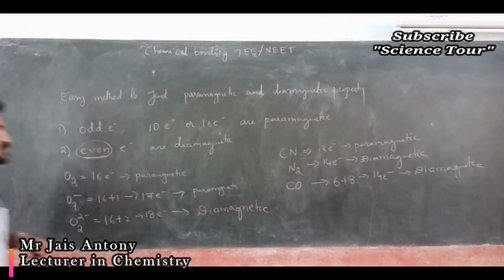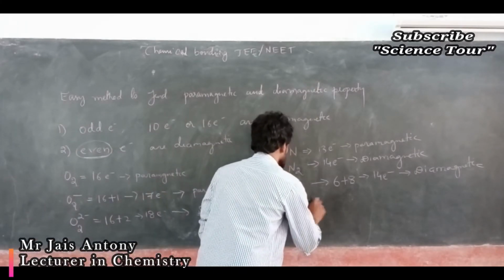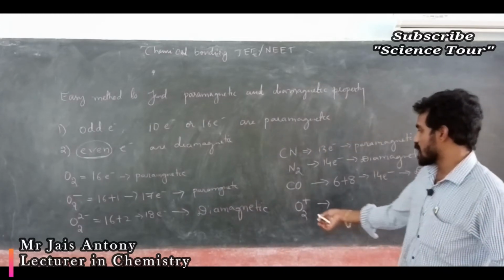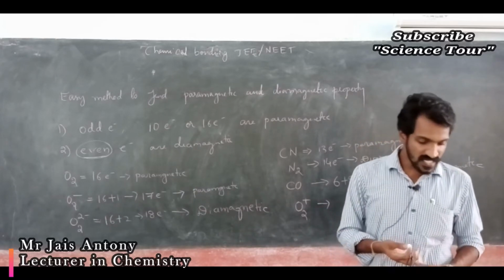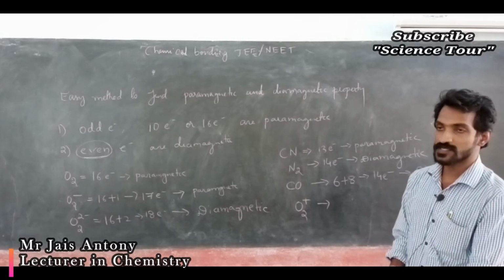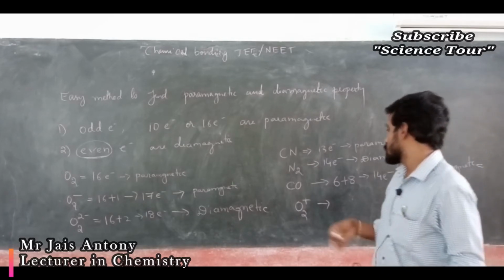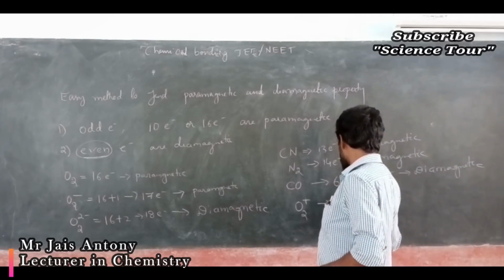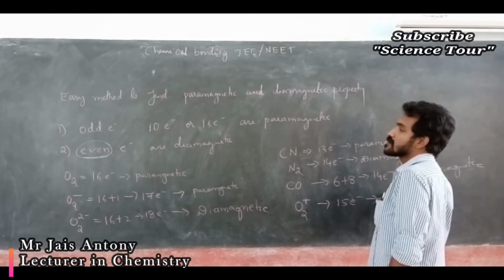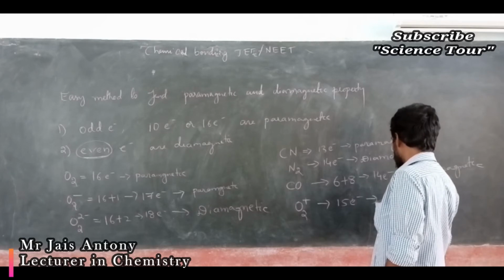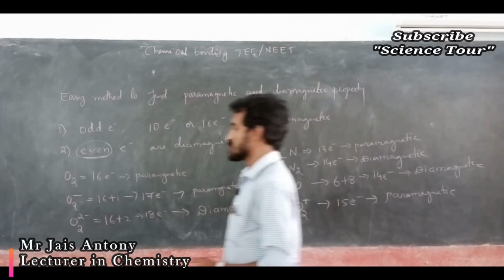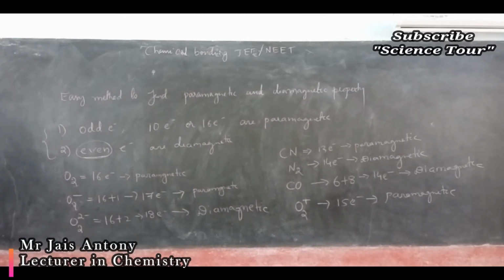My dear students, next one more example, O2 plus. In this one, O2 plus, whether it is diamagnetic or paramagnetic. 8 plus 8, 16 electrons are there. From that 16 electrons, 1 electron is removed. 15 electrons. 15 electrons means an odd number of electrons. Odd number of electrons means it is paramagnetic. These are very good examples, a very easy method actually. If you know these two, you will succeed.